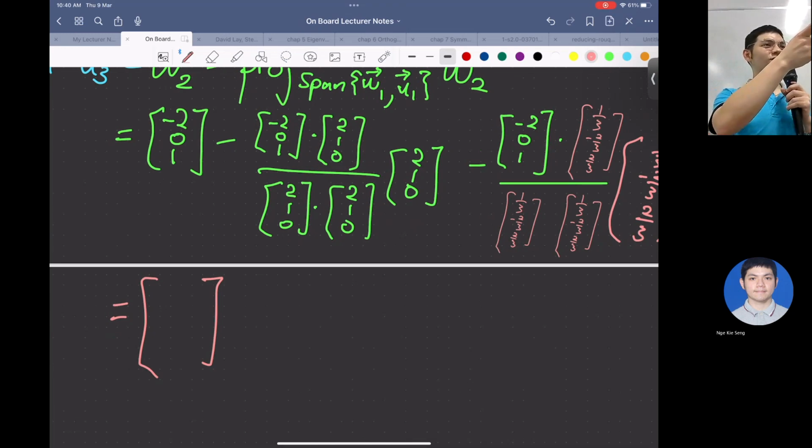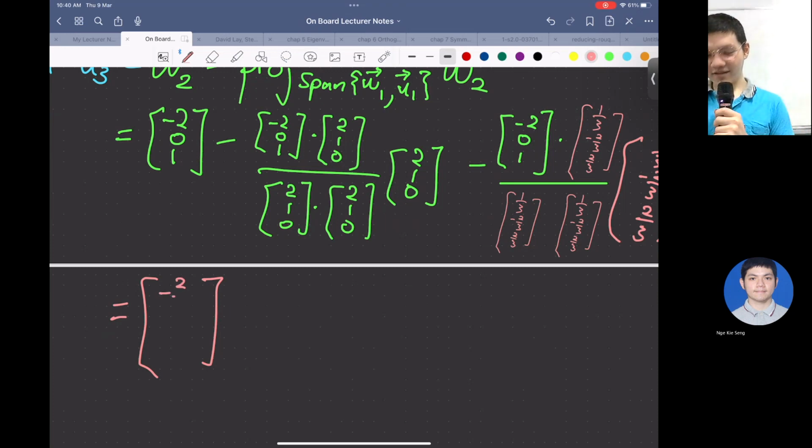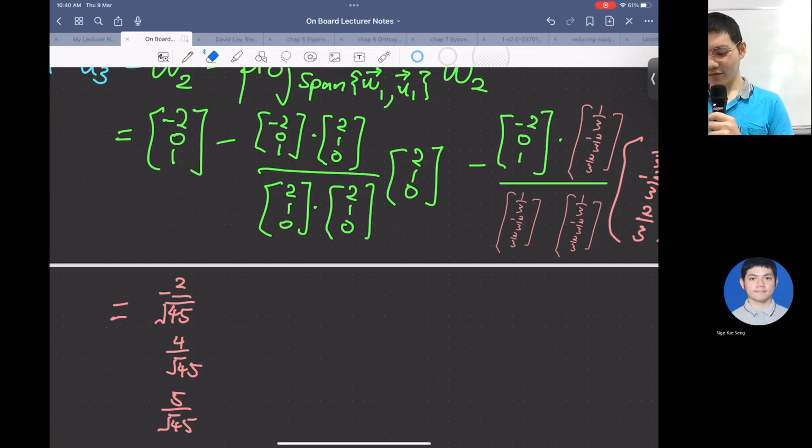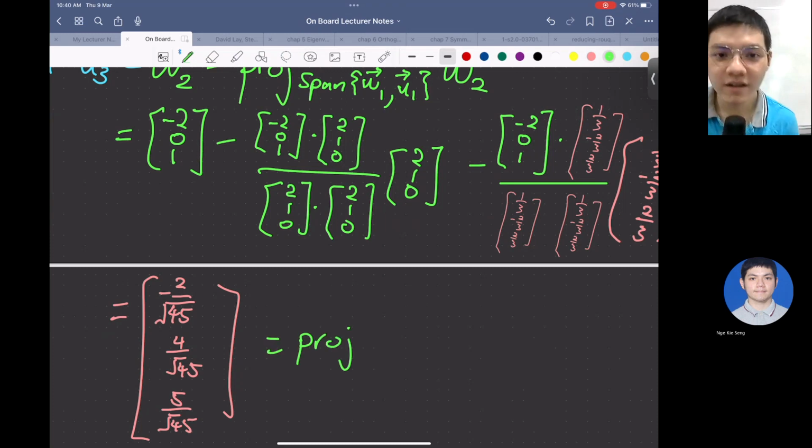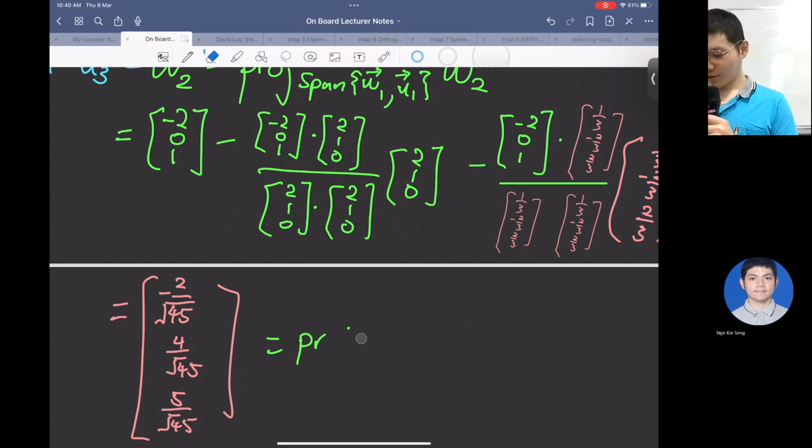Jingchao, you got it? Have you computed? What is this? 45. Okay, it's 45. And then 4 over 45. And then it turns out to be the same as if you just project on W1. Let me see. Okay, never mind.